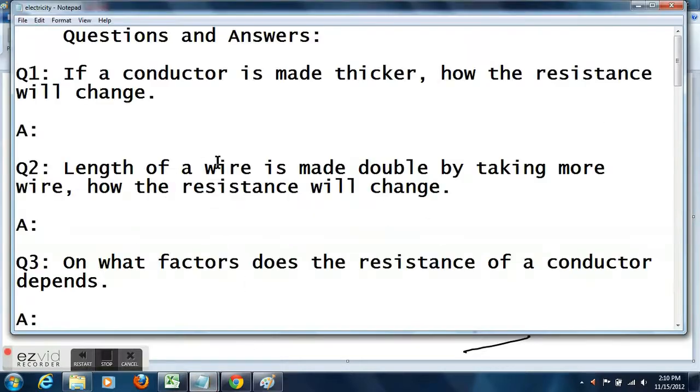Now let us start discussing from the second question. Of course, I will not give the answers in this tutorial. I will provide the answers starting from the next tutorial.